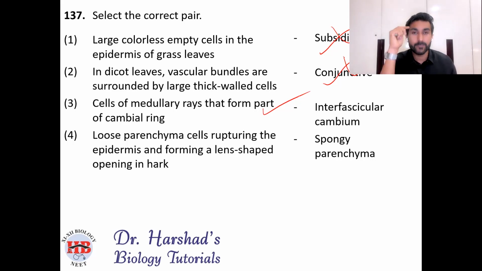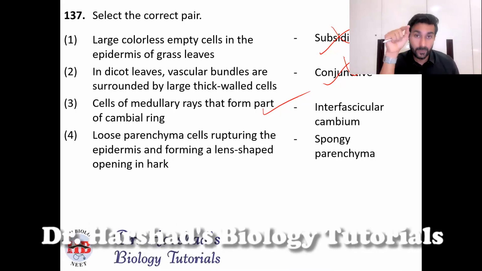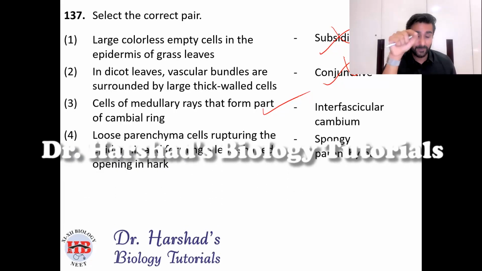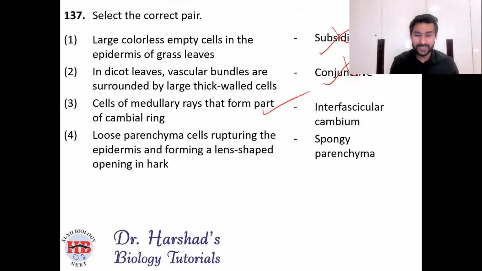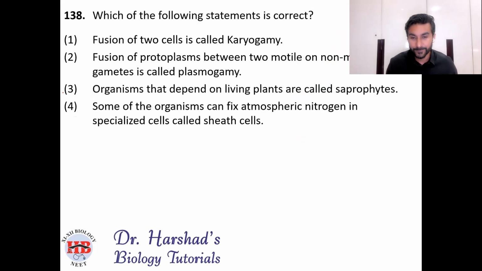There are two types of cambium. The one within the vascular bundle is intrafascicular cambium. The ones in your medullary rays form the interfascicular cambium. So this is a correct pair. The last pair, loose parenchyma cells rupturing the epidermis. These are complementary cells which form the lenticels, not spongy parenchyma. So this is also a wrong pair. So obviously our answer to this question would be option number 3. We go to the next question.